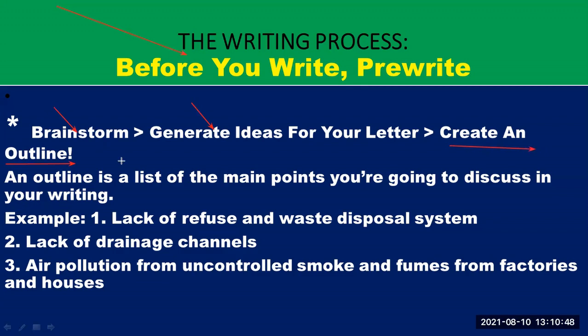If you are in an exam hall, obviously nobody will allow you to come in with a sheet of paper. So you use the last page or one of the last pages of your answer booklet to jot down the points, after which you cancel it out neatly. It is acceptable in every exam. Now, an outline is a list of the main points you are going to discuss in your writing.